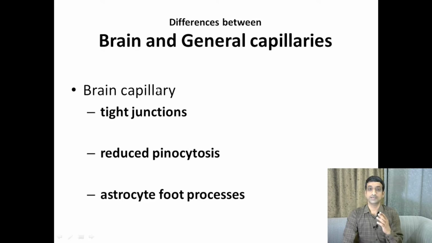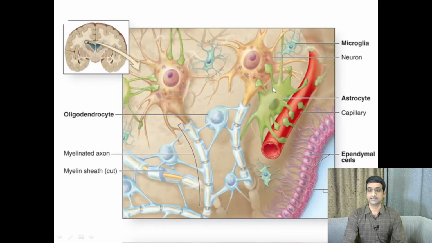The blood capillaries in the brain have tight junctions so that nothing leaks out into the brain tissue. Then reduced vesicular transport or pinocytosis, and last but the most important point, the foot processes of astrocytes. I'll show one diagram to understand that. You can see this is one astrocyte, and the foot processes are ultimately covering this capillary all around so that nothing leaks out.